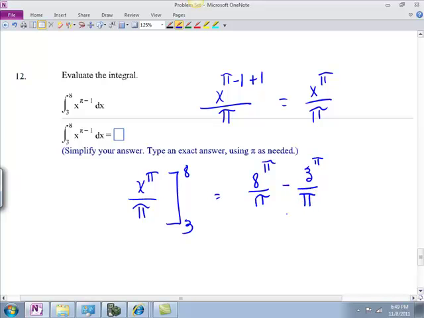All right, now they're not expecting a number. They did in MyMathLab, I think they factored out 1 over pi times 8 to the pi minus 3 to the pi.